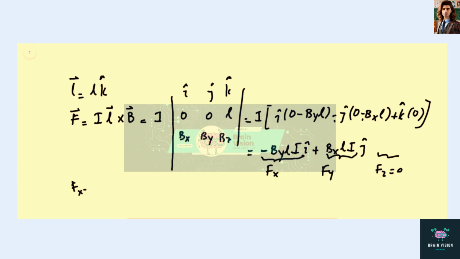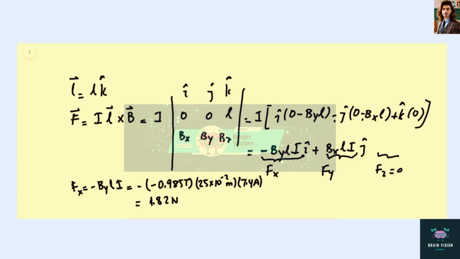So then F sub X is going to be negative BY times L I. When we plug in for BY, it's given to us as negative 0.985 Tesla, times the length of the wire, which is given to us as 25 centimeters. So I'm going to do the conversion to meters. And the current is 7.4 amps. So F sub X would be 1.82 newtons.